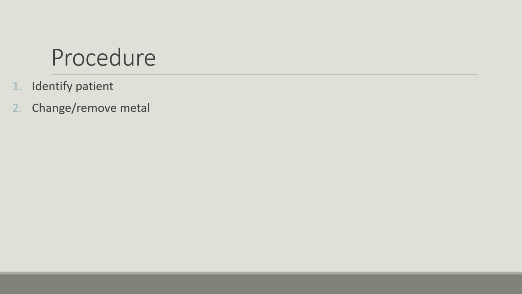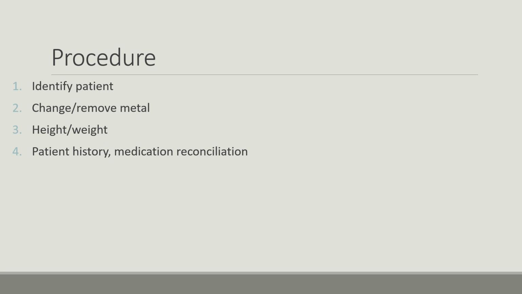Have the patient change or remove metal. They don't necessarily need to change into a gown, but they do need to make sure that they remove all the metal, because it will attenuate, and it will also create an artifact on the CT portion. Record the patient's height and weight. That's used sometimes for SUV calculations.